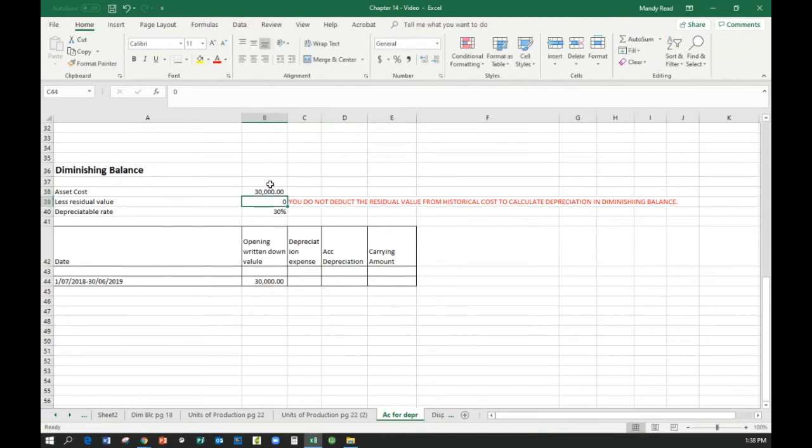depreciation schedule, where we start with the historical cost of the asset. We purchase the asset for $30,000. It's diminishing balance depreciation at a rate of 30%. So in the first year, our depreciation expense is going to be $30,000 multiplied by the 30%. $9,000 is the depreciation for the first year. Obviously, that will be the accumulated depreciation as well. And our closing written down value is going to be $30,000 minus $9,000, which is $21,000.